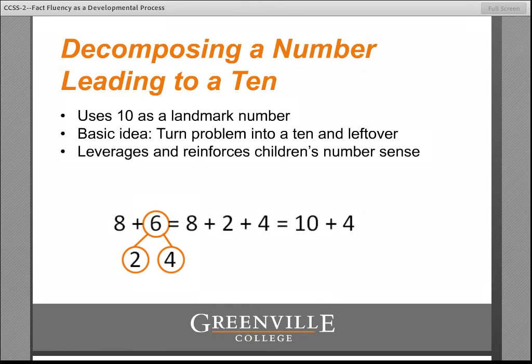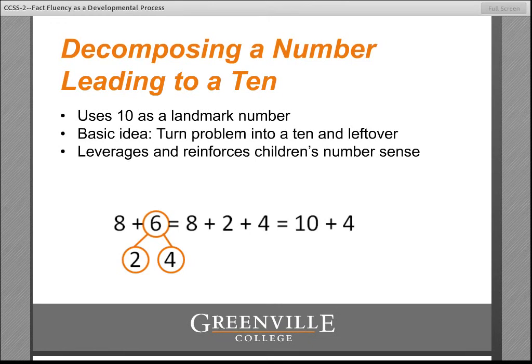Student: I know that 8 plus 2 is 10, and then 4 more is 14, so the answer is 14. So I might say, you say you first did 8 plus 2, but the problem is 8 plus 6. Where's the 2 you're talking about? So the student might say, oh, I broke the 6 into a 2 and a 4, and first I added the 2, and then I added the 4.